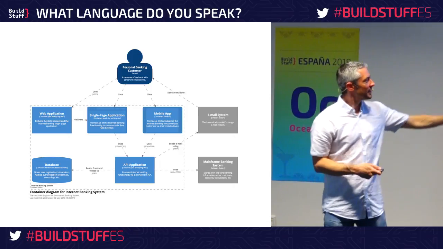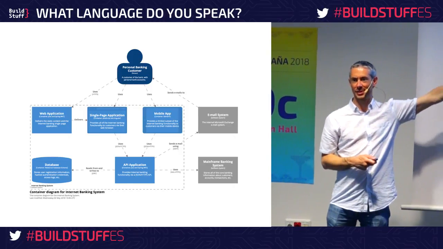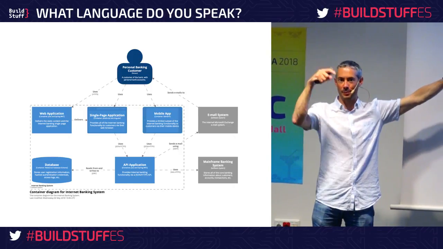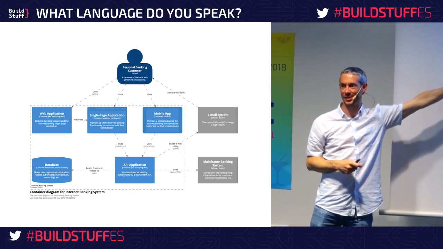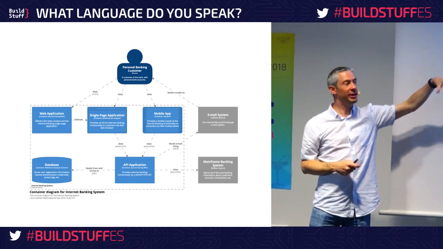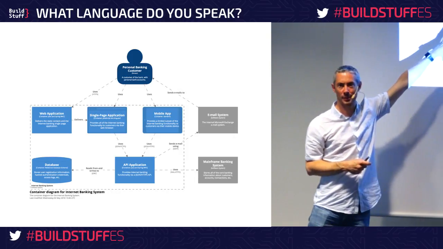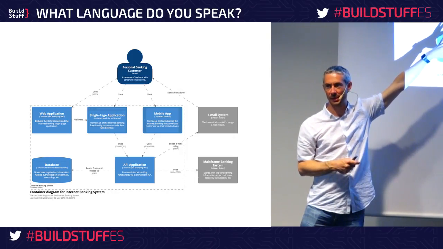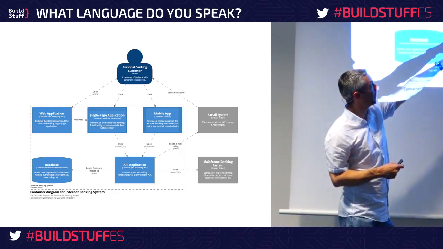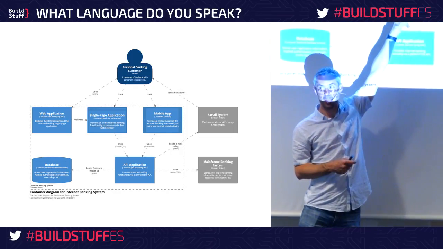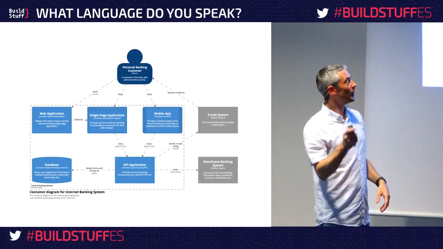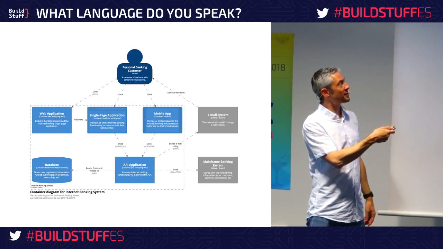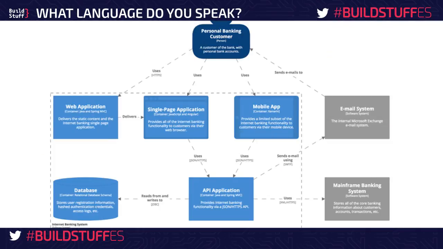So this dashed box here represents the dark blue box in the previous diagram. So this is the internet banking system boundary. And what I'm showing you here are the containers that make up the internet banking system. So very simply, our customers can use either a mobile app on their mobile device to access information about their accounts, or they can use a web browser, so a separate single page application, maybe written in Angular.